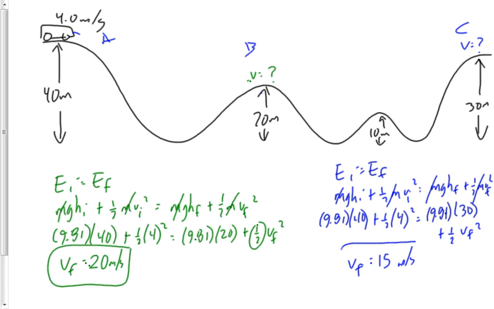We didn't predict an exact number, but we knew it was going to be less than the original, right? We knew it was going to be less than the 20 meters per second that we got in the first question. Carrie?